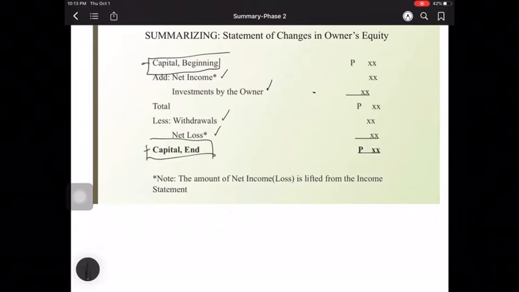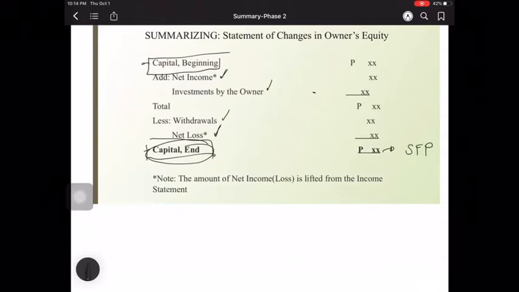A very important part of the process in preparing your financial report is the order of priority in the preparation of your financial statements, so that everything would become orderly. You start first in preparing your income statement so that you would be able to determine whether there is a net income or a net loss. After which, you can proceed in preparing your statement of changes in owner's equity so that you would be able to compute for the capital end, because this is the amount that is going to be transferred to our statement of financial position later on.